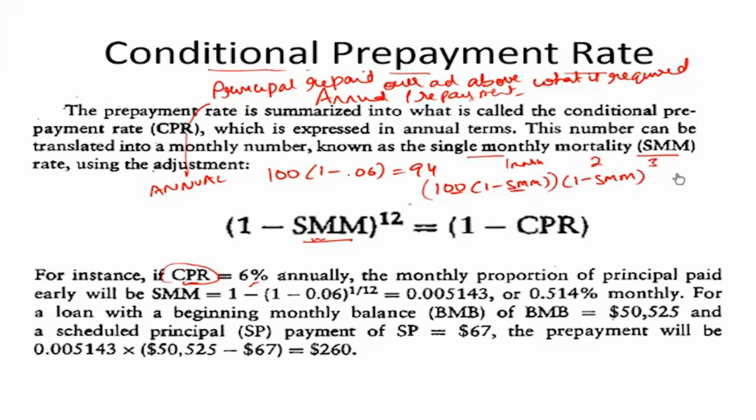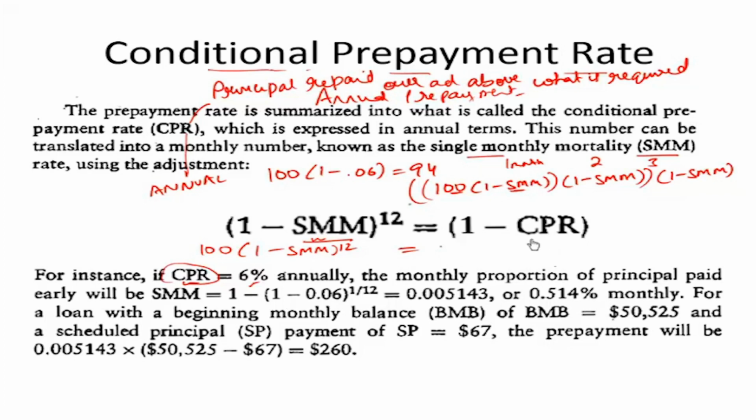By the third month, this outstanding principal would have been prepaid by another SMM, because SMM is the monthly prepayment. That is, if $100 was outstanding, then by the end of the year, at a monthly rate of SMM, 100 into (1 minus SMM) to the power 12 would have been prepaid.